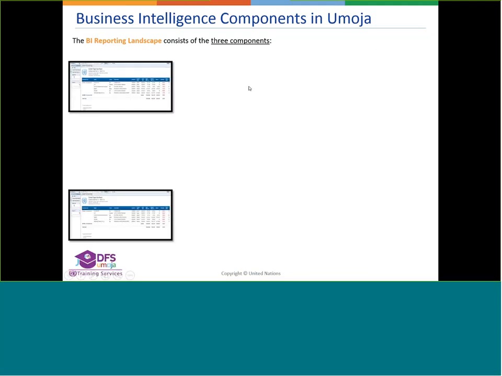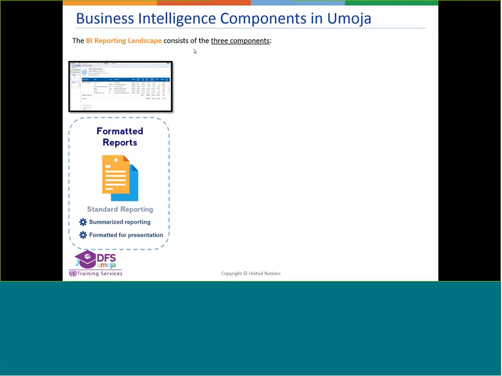To the components of Umoja, what we said before in terms of the BI reporting landscape. Now we're going to focus on the reports that we can see in BI. There are three types of reports. The first one is what we call the formatted reports, or Web Intelligence reports, WebI reports.